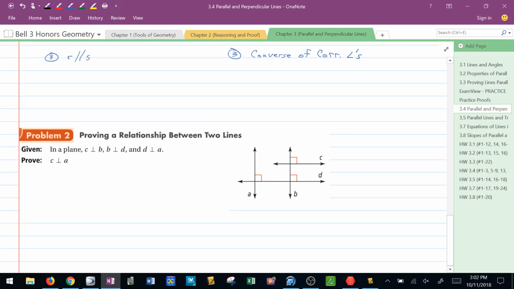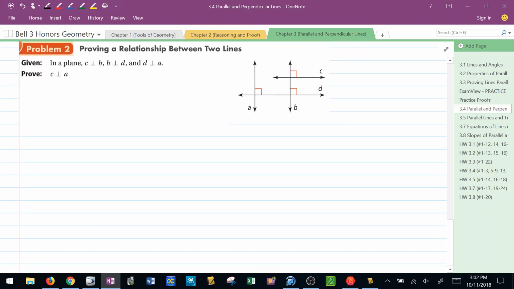All right, and then the last question here says, what if you got a scenario like this? So take a look at it first. It says C is perpendicular to B. Got it? They got it marked on the picture. B is perpendicular to D. Got it? It's marked on the picture there. And D is perpendicular to A. How could I prove that line C would be perpendicular to line A when on our picture they're not even meeting each other?